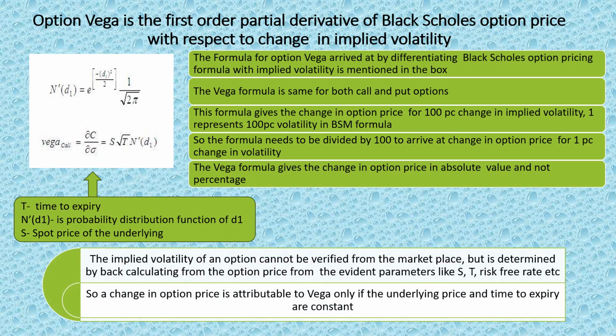The implied volatility of an option cannot be observed directly from the marketplace, but is determined by back calculating from the option price and the evident parameters like S, spot price, time to expiry, and risk-free rate. So a change in option price is attributable to Vega only if the underlying price and time to expiry are constant.